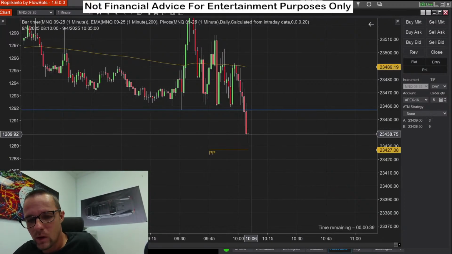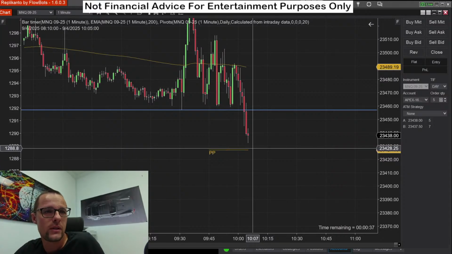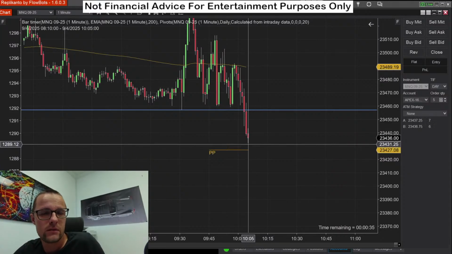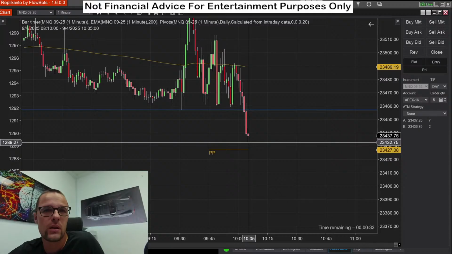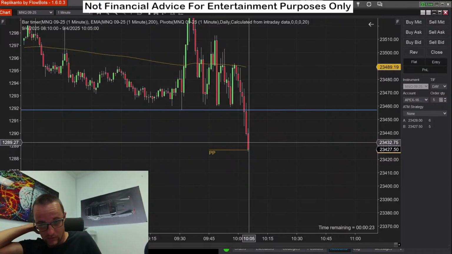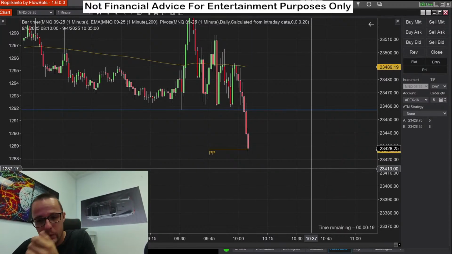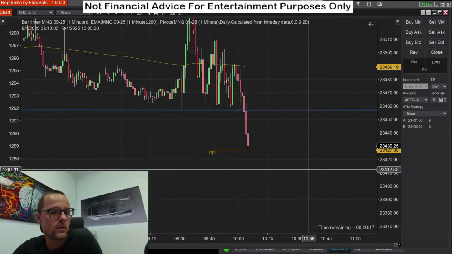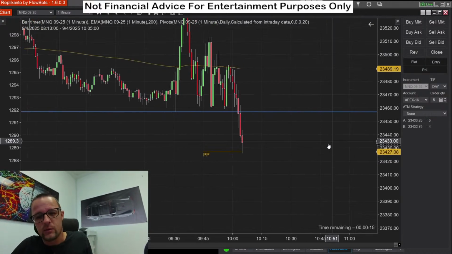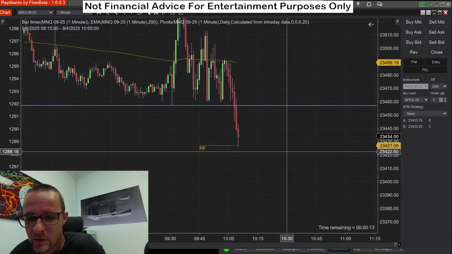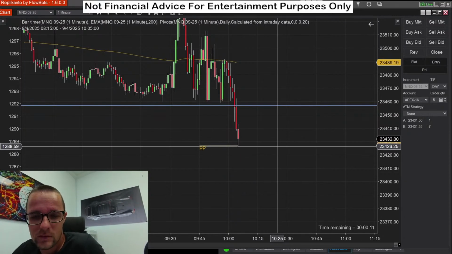I would want it to take out these lows too, so it doesn't want to come back down there. Almost. Oh wait, there's the lows. There, it took out the lows. Now, are we gonna get the move back up, or is this done for? Is this gonna be a continuation all the way down?